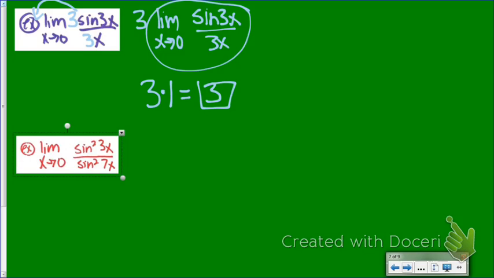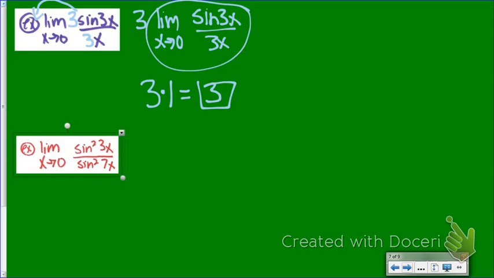All right, my next one, again, we're going to use a similar strategy, but we're also going to incorporate that second property. So what I'm going to do here is I have the limit as x approaches 0 of sine squared 3x over sine squared 7x. And again, I want to make sure I get 0 over 0, which I do when I plug it in.